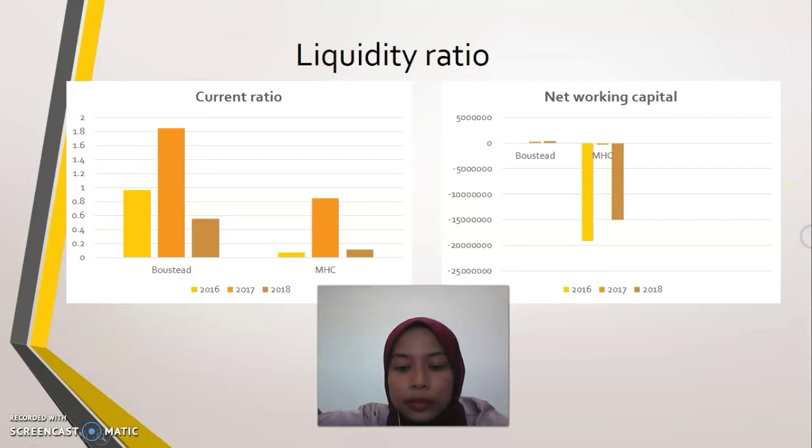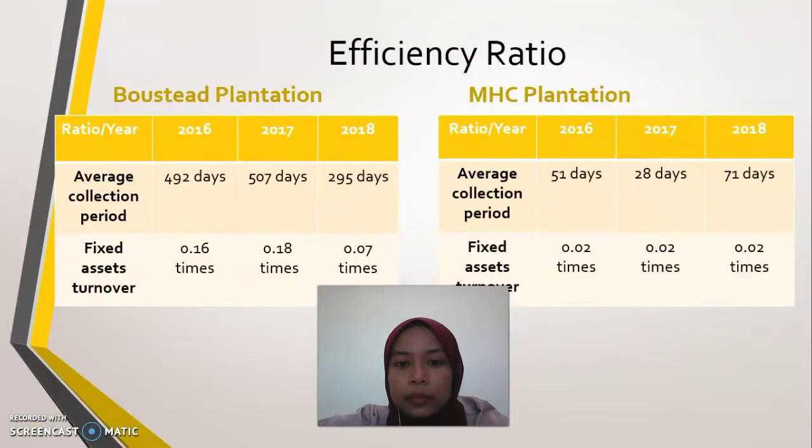So next is efficiency ratios. The average collection period ratio measures how many days the company takes to collect from their receivables. The shorter it takes, the more efficient the company manages their clients.